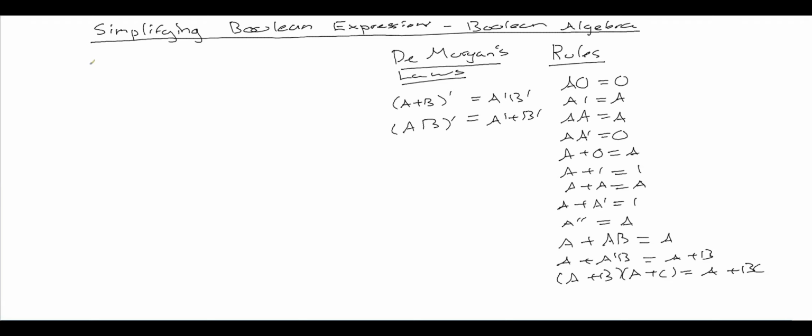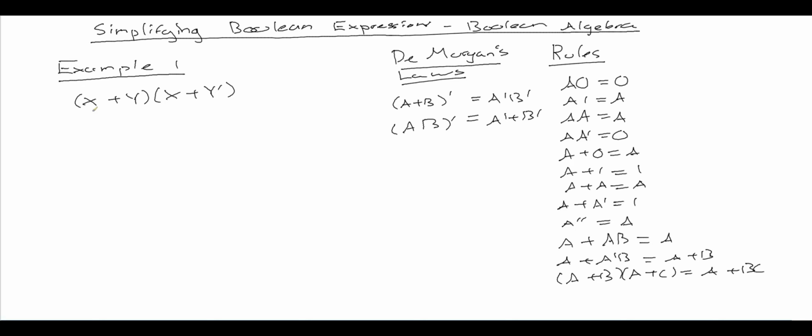In this tutorial video I'm going to be showing you how to simplify Boolean expressions using Boolean algebra. And I've got the rules of Boolean algebra written down over here, and I've also got De Morgan's laws written down over here, which will lead for one of the examples. Okay, so let's have a look at the first example of simplifying a Boolean expression using Boolean algebra then.